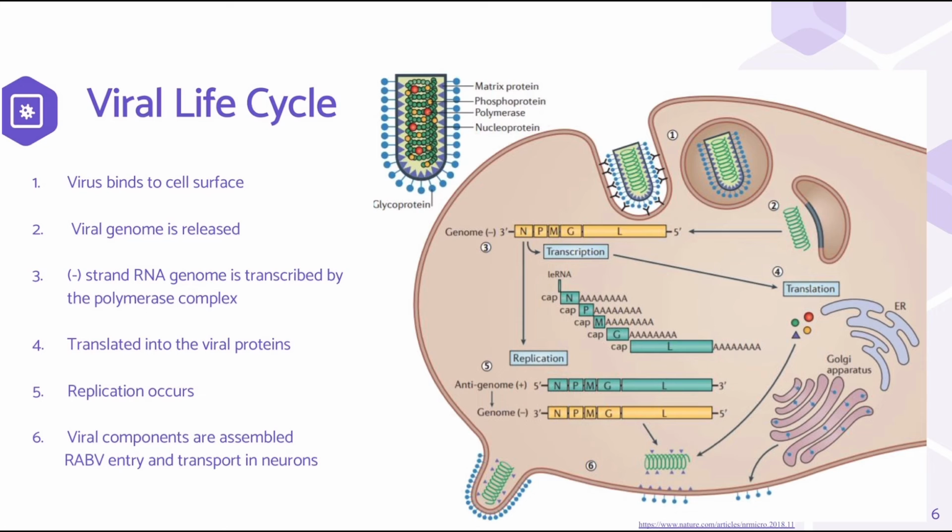In the rabies viral life cycle, the virus binds to the cell surface using glycoproteins and enters via endocytosis. Then its viral membrane fuses with the endosomal membrane to release the viral genome. The negative stranded RNA genome is transcribed by the polymerase complex, starting with a short uncapped leader RNA followed by the transcription of the 5' end-capped and polyadenylated mRNAs and their translation into the viral proteins.